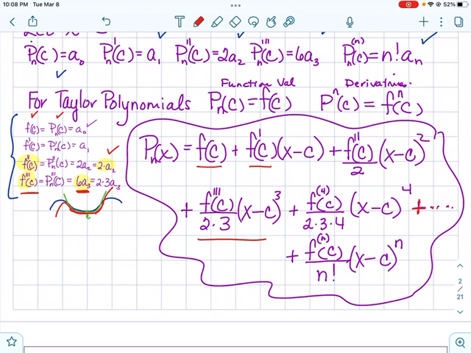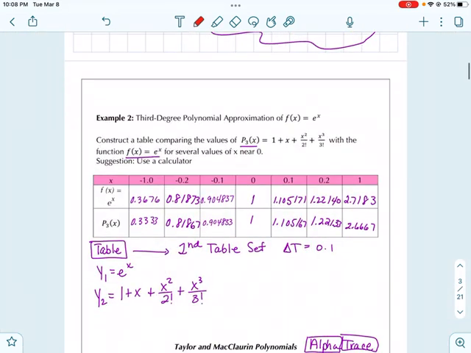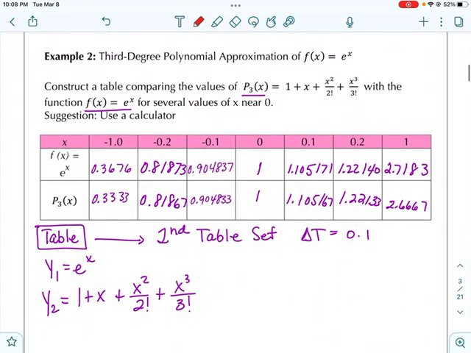Till we get the nth derivative of c over n factorial times the quantity x minus c to the nth power. So that is your Taylor polynomial form, right? And for the next couple of examples, we're looking at some numerical values, so you can get them with a calculator, and I urge you to try these values out with your calculator.